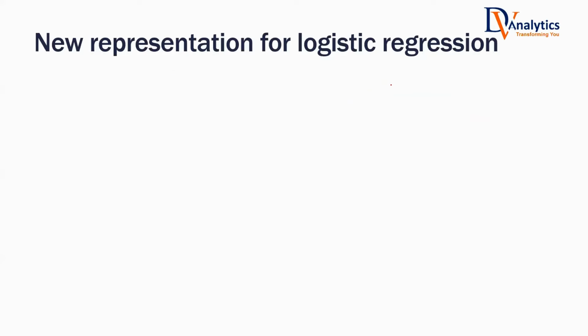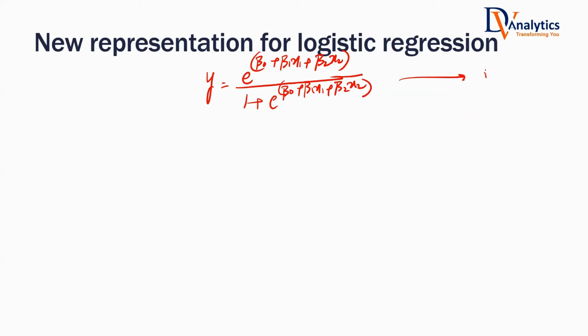What is the new representation for logistic regression that we already know? So what is logistic regression? Y equal to e power beta naught plus beta 1 x1 plus beta 2 x2, divided by 1 plus e power beta naught plus beta 1 x1 plus beta 2 x2. This is the logistic regression line if you have two variables.